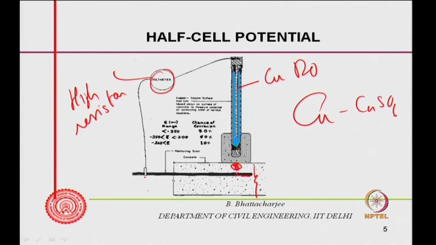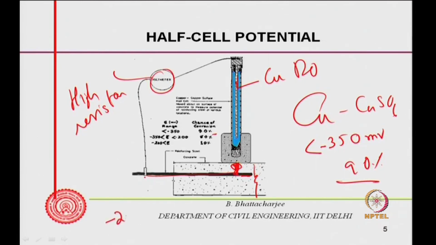So, the potential between this point and this reference electrode is measured by this voltmeter, and this we call the half cell potential, because this is the half cell. The other cell is formed by the rebar and the electrolyte, the concrete pore solution. If the measured potential is more negative than minus 350 millivolt, the chance of corrosion is 90%, according to empirical observations in chloride-ridden concrete.